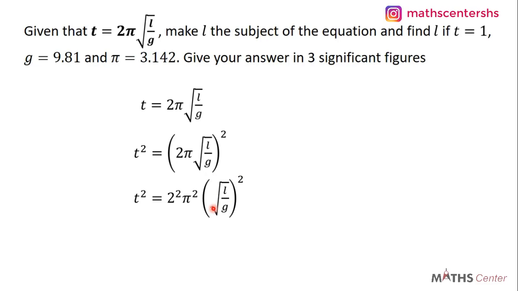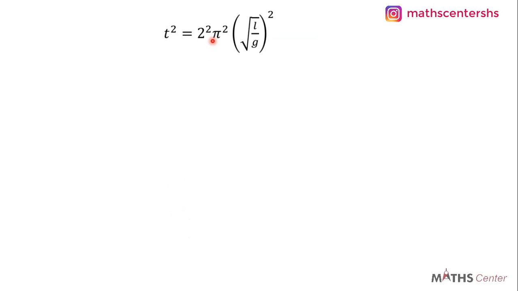Okay, that's what I meant by squaring everything on the left hand side and on the right hand side. So we will square 2, we will square pi, then we will square root of L over G. Okay, let's move on. T squared, so we have T squared, 2 squared, 2 raised to the power 2. We know from indices that 2 raised to the power 2 is 4. Pi squared, so we have pi squared.